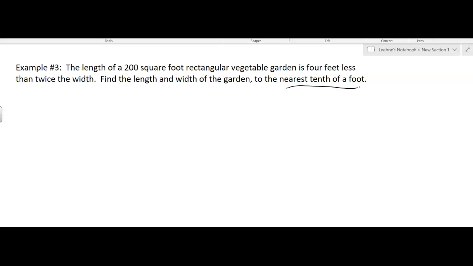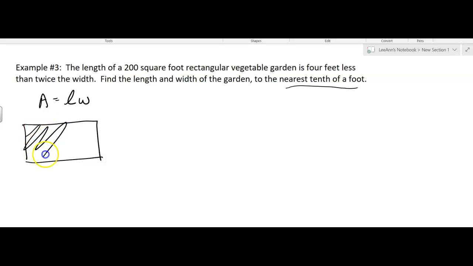Okay, so let's get our formula for the area of a rectangle. Area is equal to length times width. And we could draw a little rectangle. And we're saying that the area, all of this, is 200 square feet. And again, sometimes they'll write square feet like this, sometimes they'll write it like that, but it's just the unit of measure. So 200 is the area.